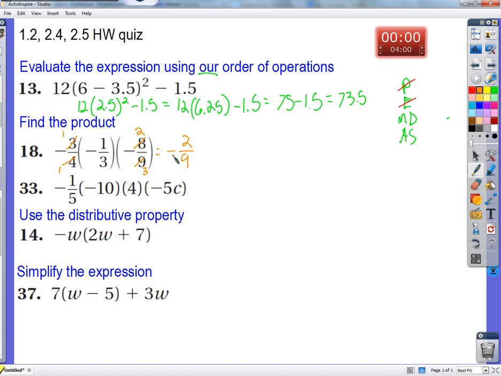Right, so now we're down to the last one. Just multiplying these together, finding the product, but there's a variable in there. So what do we multiply together first? Is there only one choice of what you can multiply together first?